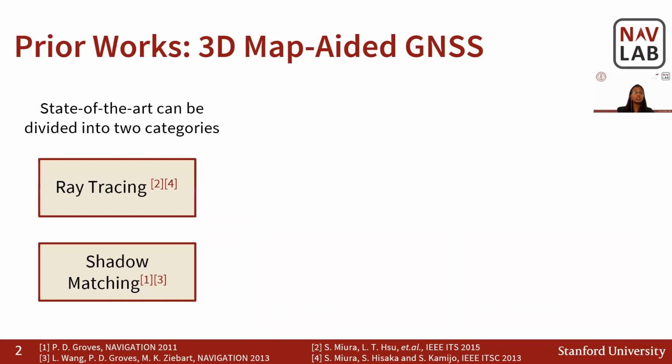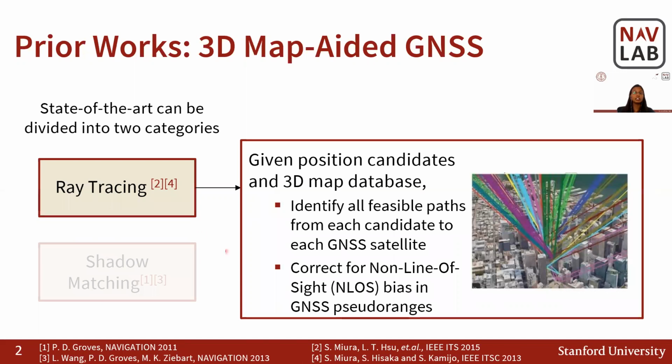The state-of-the-art on 3D map-aided GNSS localization can be divided into two categories. One is ray tracing and the other is shadow matching. Given discrete position candidates and 3D building database, the objective of ray tracing is to find all possible paths from the receiver to the GNSS satellite, while considering a limit on the number of interactions per each transmitted ray. Essentially, this method estimates the reflection route of NLOS signals and uses this to correct the bias in pseudoranges.